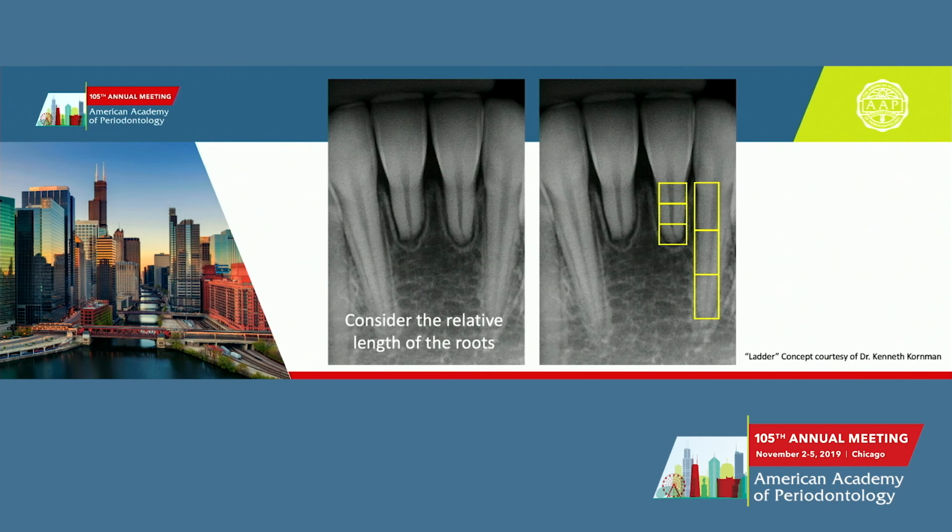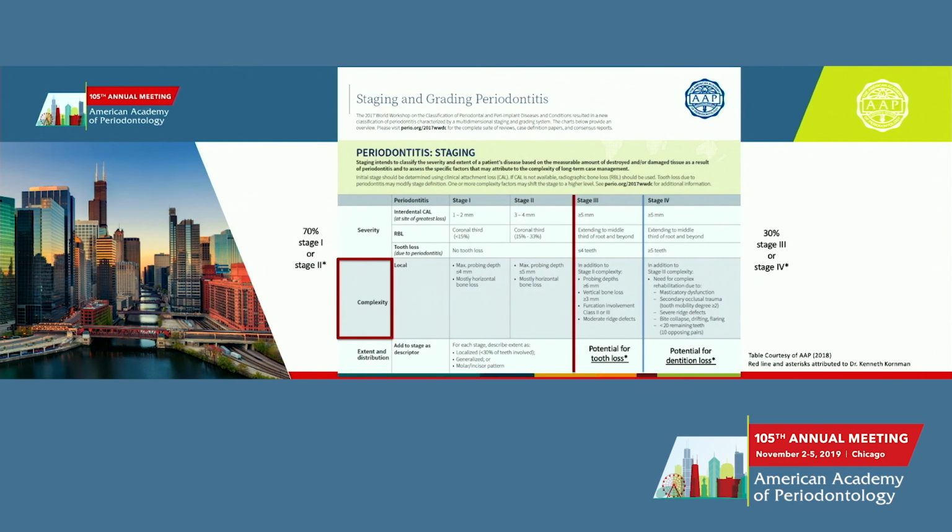So this has been very helpful for our students as a visual for them to understand the importance of looking at the different 1/3 of the root. Now, complexity, this is on the table. The horizontal bone loss will be very common for the stage 1 and 2, and then the vertical stage 2 and 3. What we've especially used for stage 4 is the number of teeth that remain and the opposing pairs of teeth.